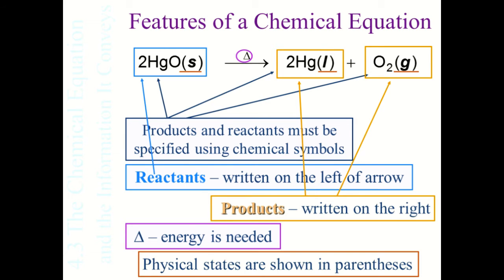So remember, chemistry is full of symbols. We tell a story through symbols. Okay, so triangle means heat. You will decompose it, meaning break it down to two things. Mercury, which is a liquid, and oxygen gas will be evolved.